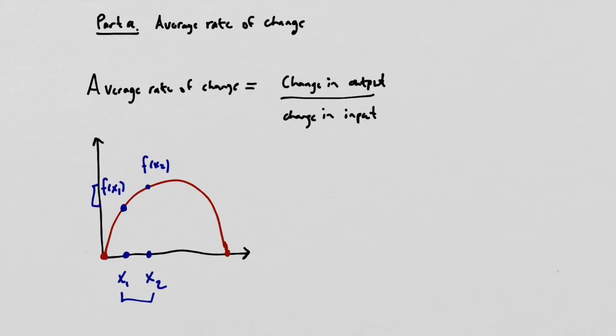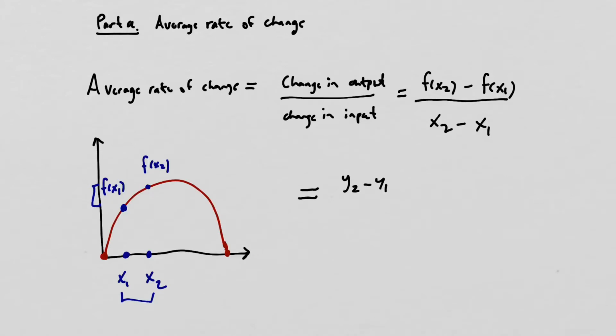The rate of change in this quick little picture here is going to be the change in y values divided by the change in x values. And this is given by f of x2 minus f of x1 divided by x2 minus x1. Writing this in slightly different notation, this is given by y2 minus y1 divided by x2 minus x1. And we can also write this as the change in y divided by the change in x.